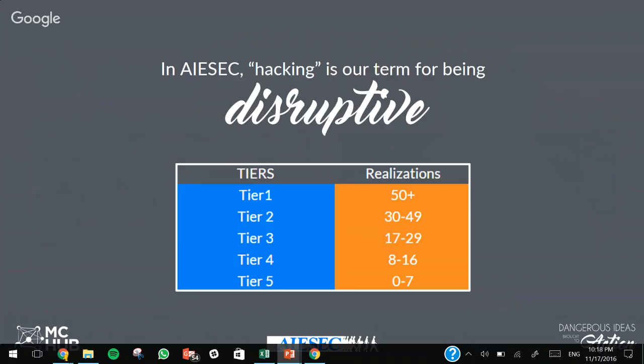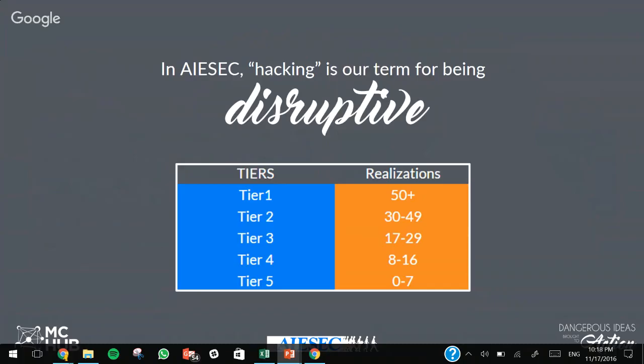So when we're thinking, I don't want you to think, okay, I'm in tier 5, how can I jump to tier 4? No. If you're doing 5 exchanges, you need to figure out how you can do 25 exchanges. If you're doing 10 or 12 exchanges, you need to figure out how you can do 30 exchanges, 40 exchanges. If you're doing more than 17 exchanges, you have to do more than 50. It's simple. So you basically have to double what you've done in a year in 6 months. That's what being disruptive in your LC means.